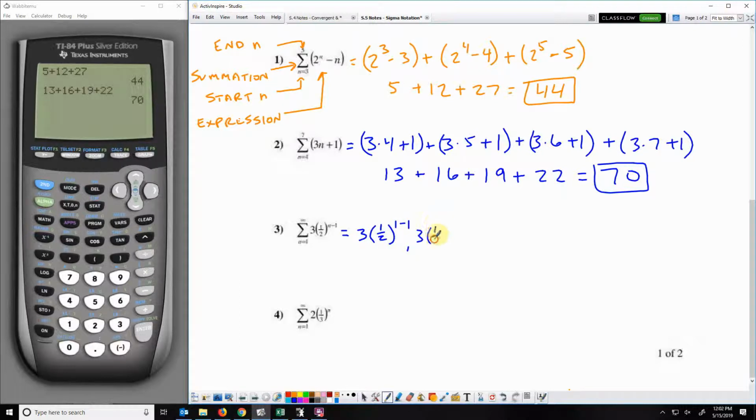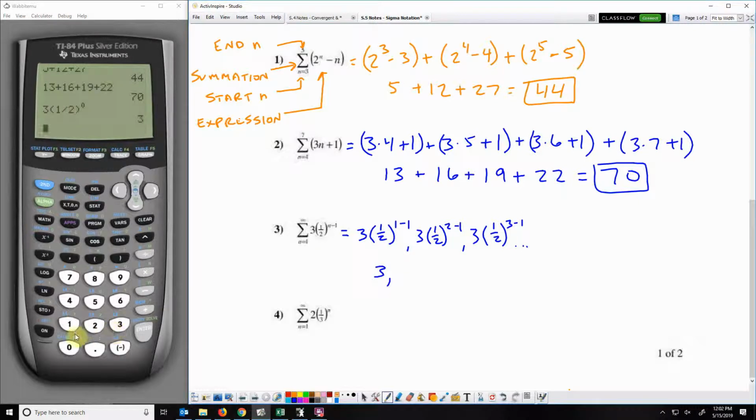3 times 1/2 to the 2 minus 1. And 3 times 1/2 to the 3 minus 1. Okay, so 3 times 1/2 to the first power. 3 times 1/2 raised to the 1 minus 1 is actually the 0 power. So that's 3. Anything to the 0 power is 1, times 3 is 3.